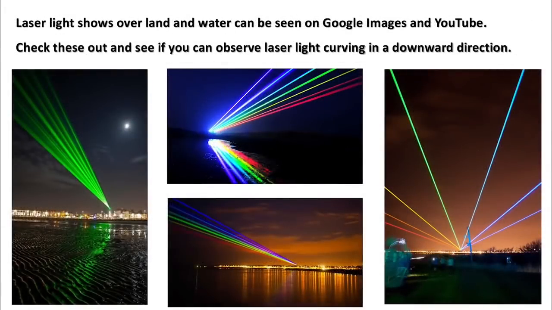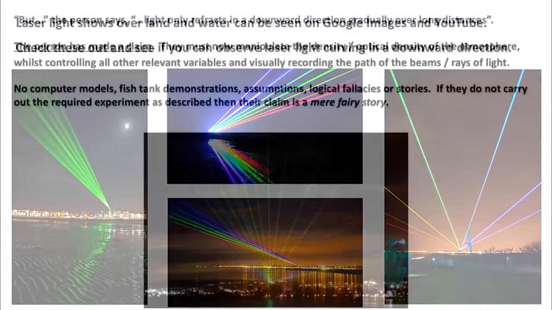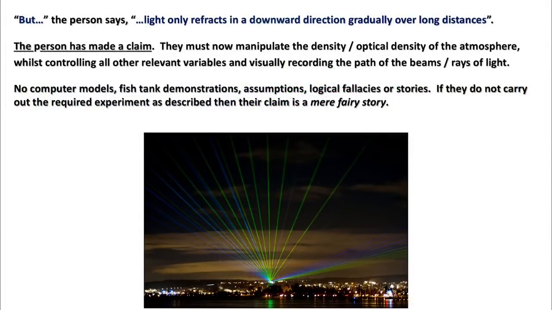Laser light shows over land and water can be seen on Google Images and YouTube. Check these out and see if you can observe laser light curving in a downward direction. But, the person says, light only refracts in a downward direction gradually over long distances. The person has made a claim. They must now manipulate the density, optical density, of the atmosphere whilst controlling all other relevant variables and visually recording the path of the beams and rays of light. No computer models, fish tank demonstrations, assumptions, logical fallacies, or stories. If they do not carry out the required experiment as described, then their claim is a mere fairy story.